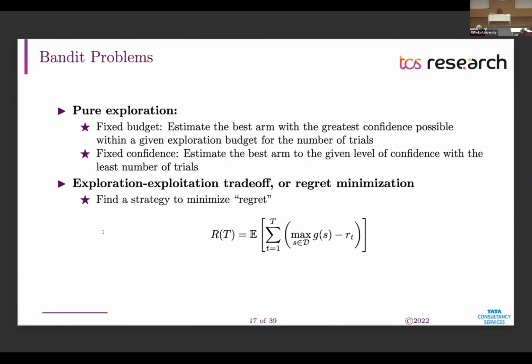And there are two ways in which this can be done. One is a fixed budget. There's a limit on the number of people you can ask, include in your survey.